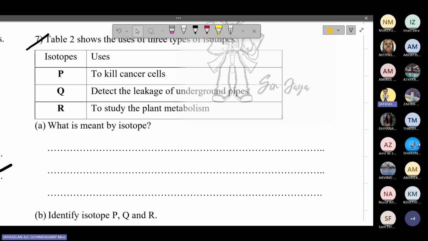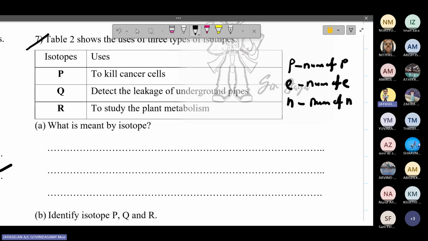Okay, P to kill cancer cell, Q to detect underground pipe leakage, R to study the plant metabolism. They want the definition of isotope. So now I want to do here, y'all do proton, electron, neutron. When I put like this, y'all must put number of proton, this one number of electron, this one number of neutrons. Those who want to share the answer can.